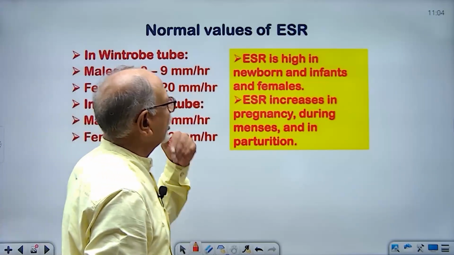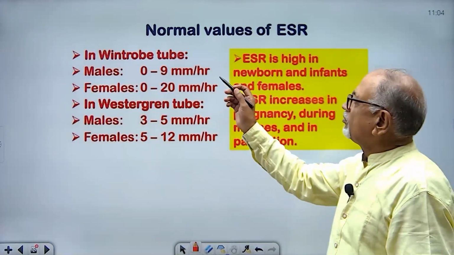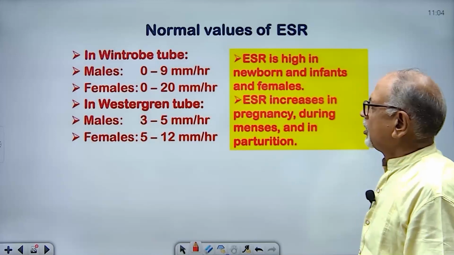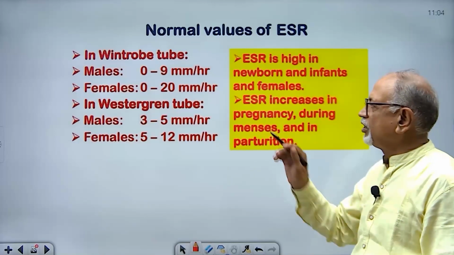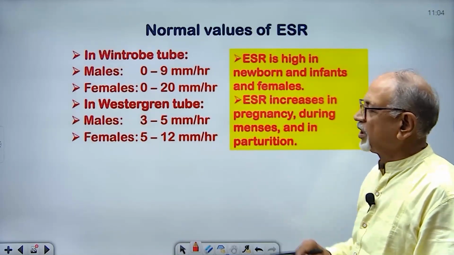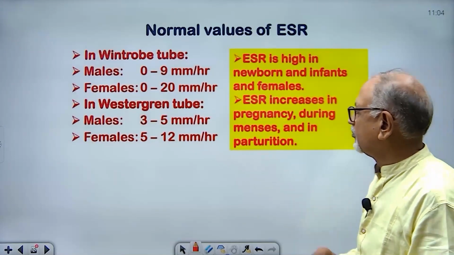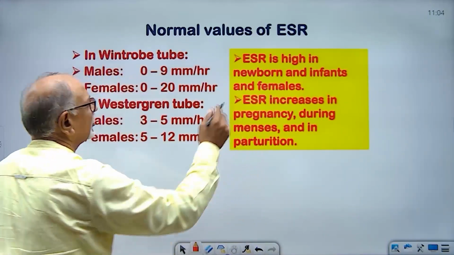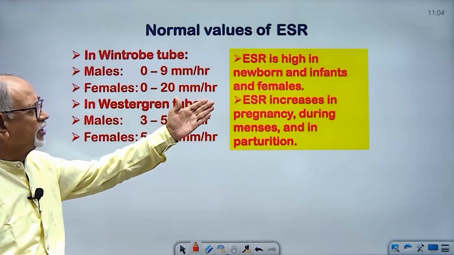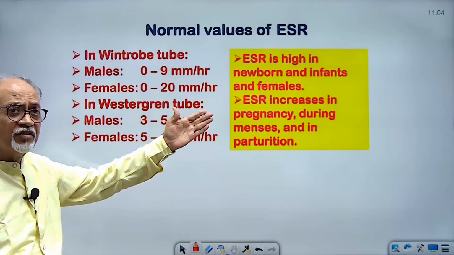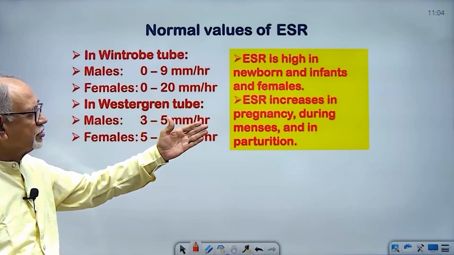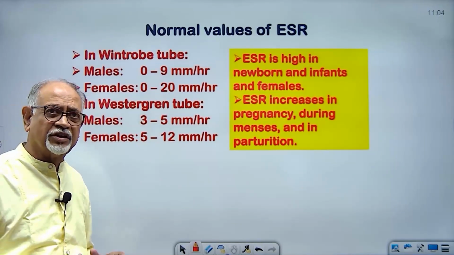Now, here are the normal ESR values. In case of Wintrobe tube, males 0 to 9 mm per hour, females 0 to 20 mm per hour. In Westergren tube, males 3 to 5 mm per hour and females 12 mm per hour. ESR is high in case of newborn, infants, and in case of female. ESR increases in pregnancy, during menses, and at the time of parturition, that is childbirth.